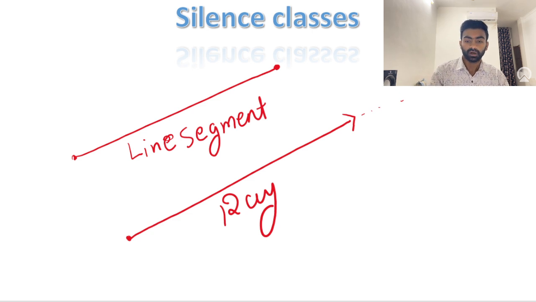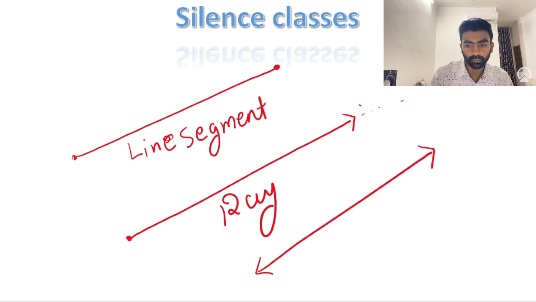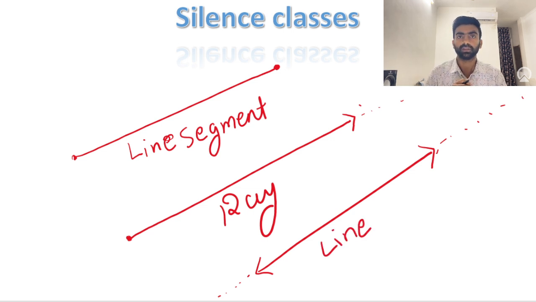Now I'm telling you that if we know the starting point but we don't know the end point, it is known as a ray. If we don't know the starting and the end point both, means both are moving further like this, then this is known as a line. It is known as a line because it is moving further on both sides; it doesn't have a starting or an end point.